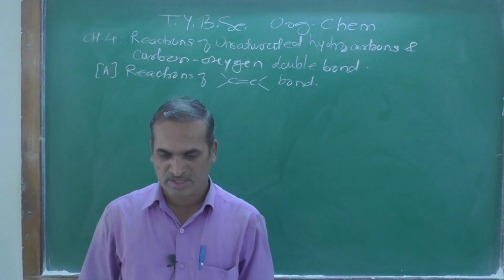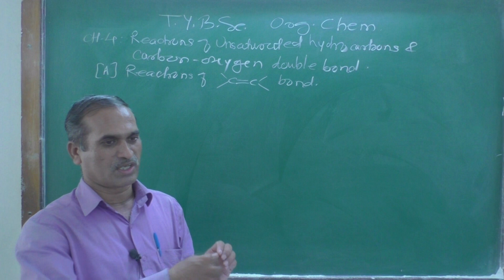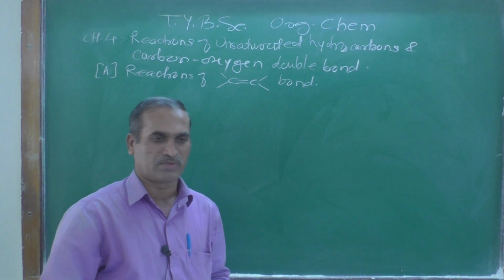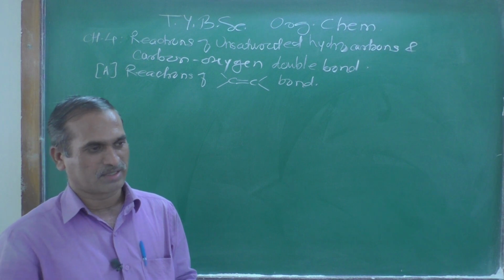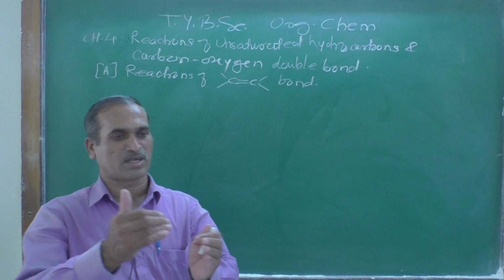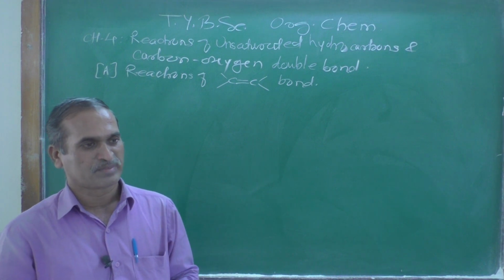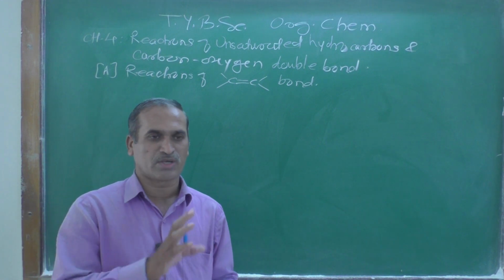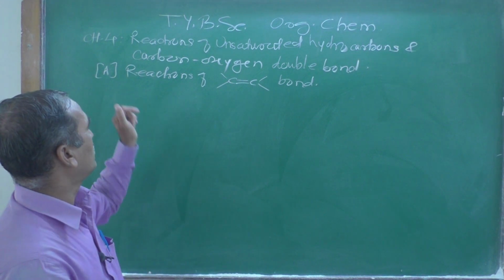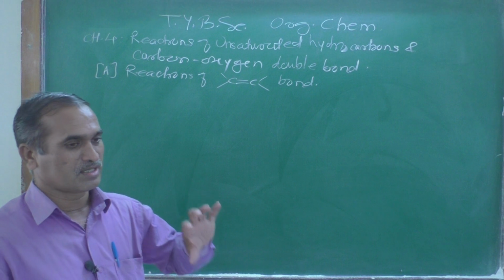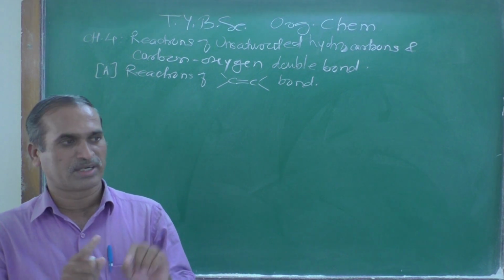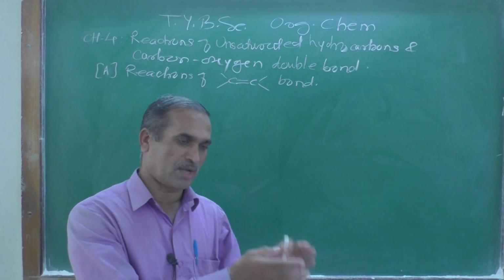today I am going to start chapter number 4. Sequentially we are studying. We have studied chapter number 1, chapter number 2, chapter number 3. We are arriving at chapter number 4, which is the reactions of unsaturated hydrocarbons and the carbon-oxygen double bond. So far we have learned 3 chapters.